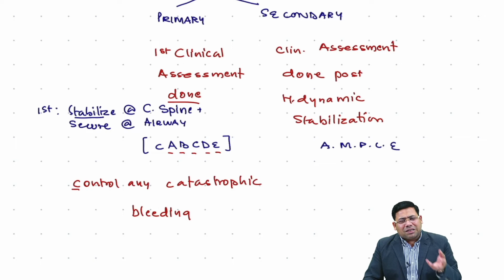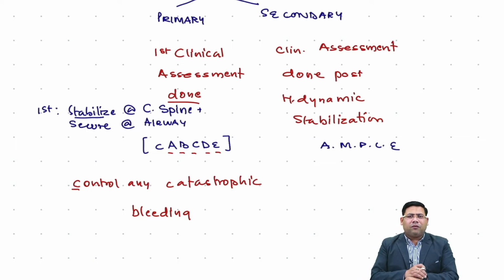Past history means past medical history. L is the last meal, and E stands for the events of trauma. So this information is what we seek once the patient is hemodynamically stable.